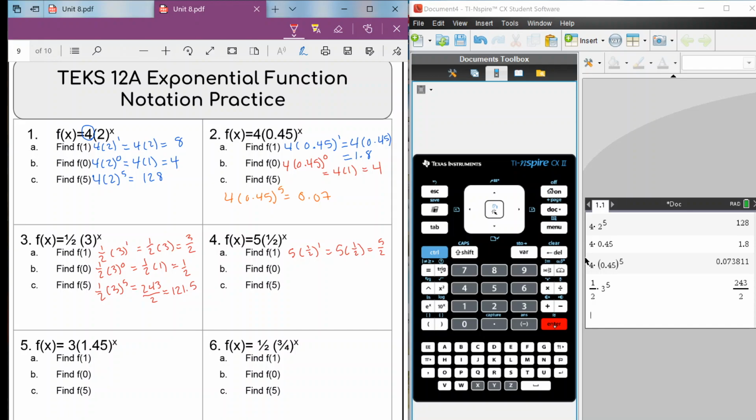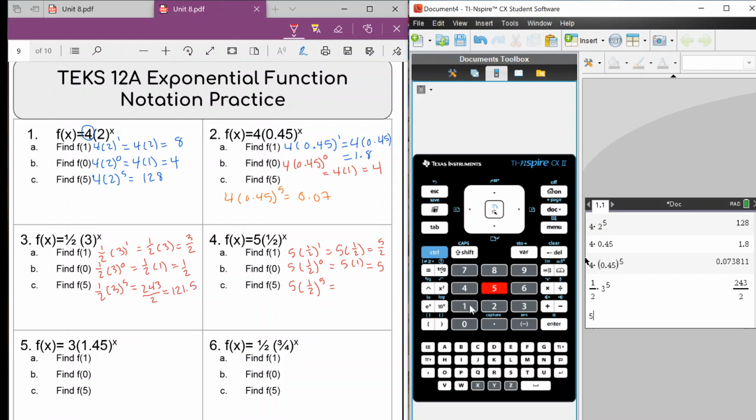Okay, now let's plug in 0. So then we have 5 times 1/2 to the 0 power, which is the same as 5 times 1, because anything to the 0 power is 1, which is 5. And again, this makes sense because 5 is our y-intercept. Okay, now let's plug in 5. So 5 times 1/2 to the 5th power. We're going to type that into our calculator.